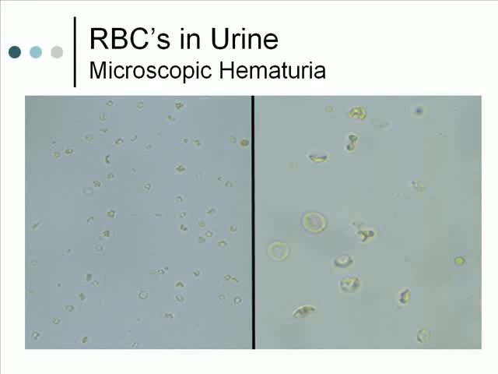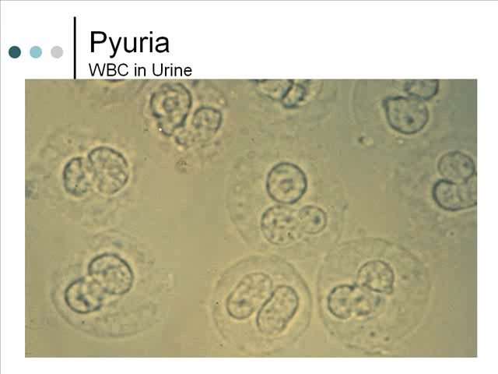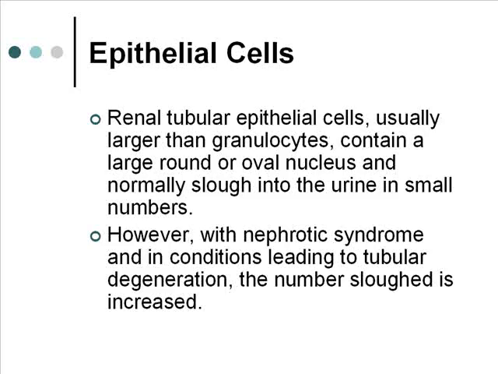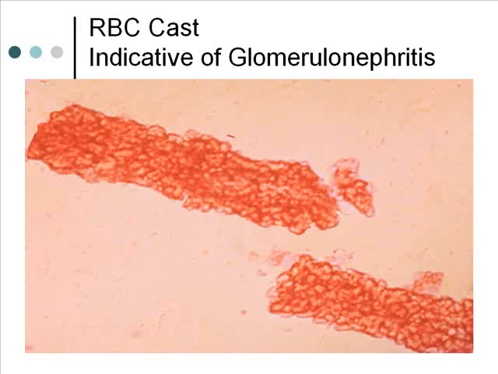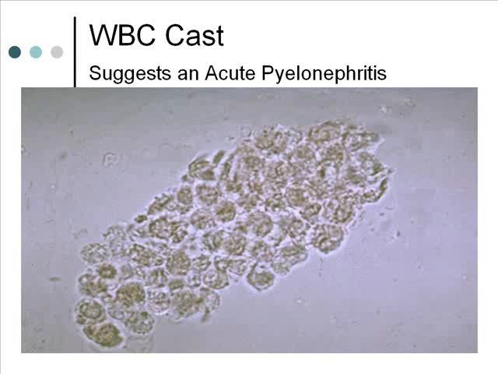Examination of urine. I showed you some microscopic pictures of urine. Some important points that you should be able to recognize: white blood cells in urine, what that's indicative of. Red blood cell cast, the shells of red blood cells, what that is indicative of. White blood cell cast, what that's indicative of.